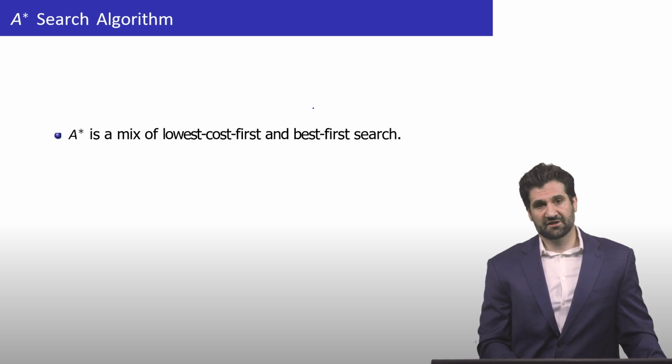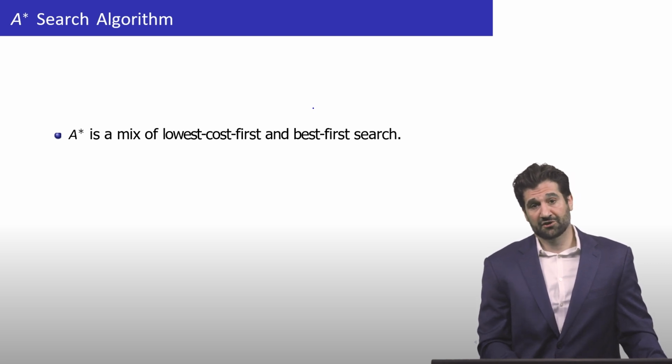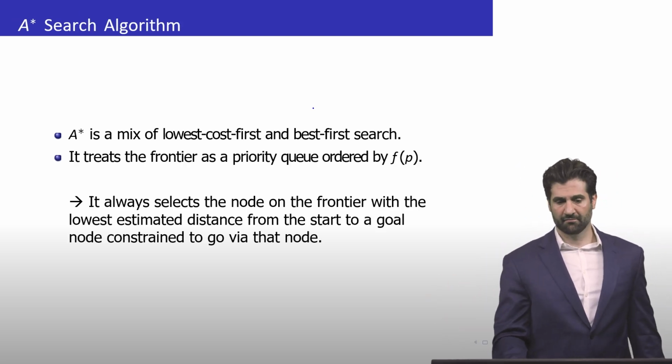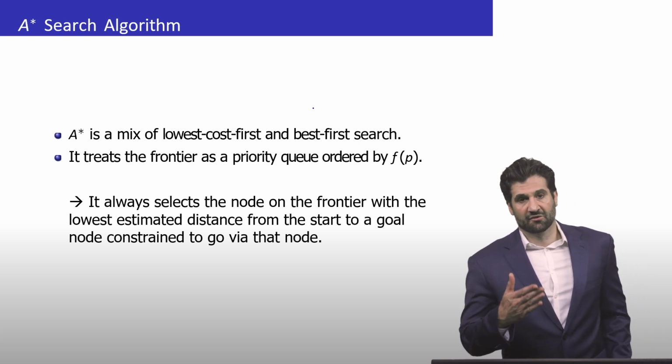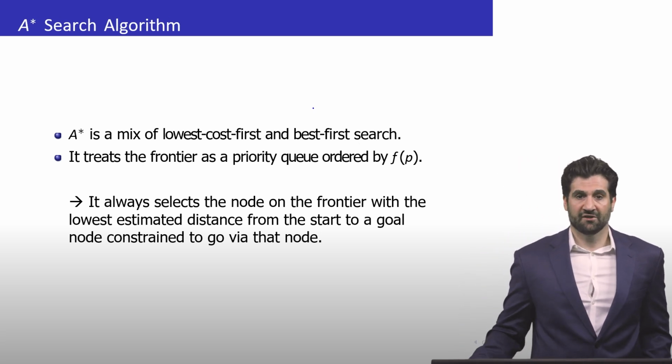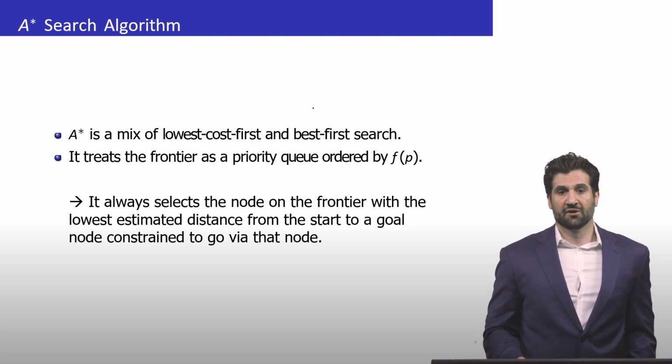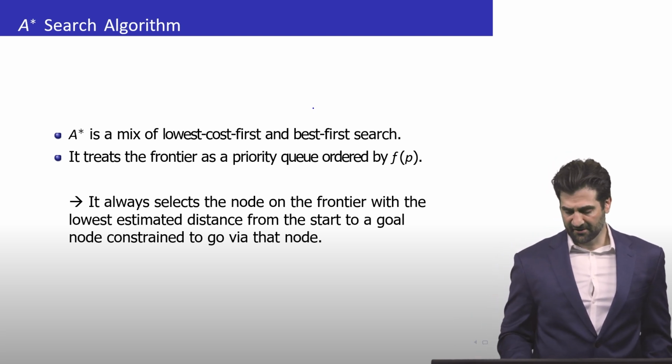So you can think of this as a mix between lowest cost first search and best first search. In fact, it's adding both those together. To recap, we're treating the frontier as a priority queue, and we're always selecting the node with the lowest estimated cost from the start node, constrained by that route.